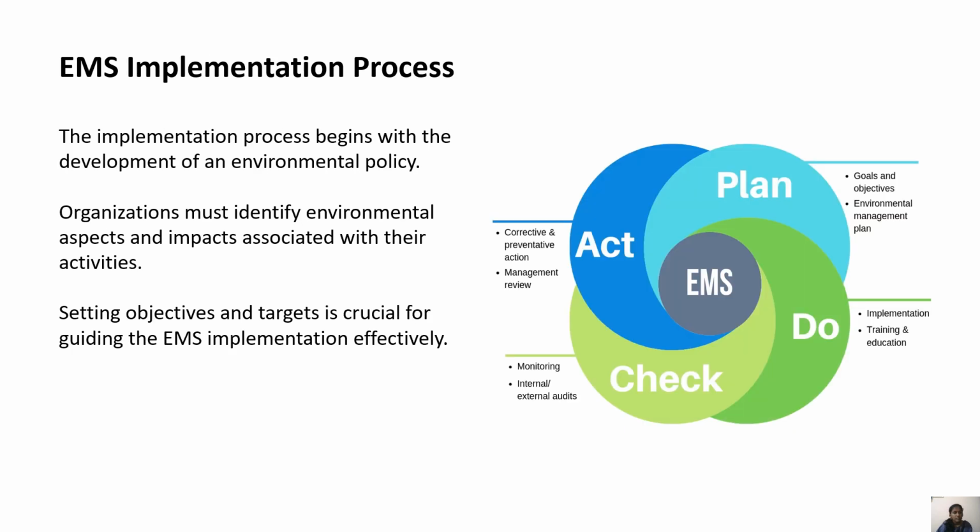And next is the EMS implementation process and how the process of implementation will go on. We'll discuss. The implementation process begins with the development of an environmental policy. Organizations must identify environmental aspects and impacts associated with their activities, and setting the objectives and targets is crucial for guiding the EMS implementation effectively.